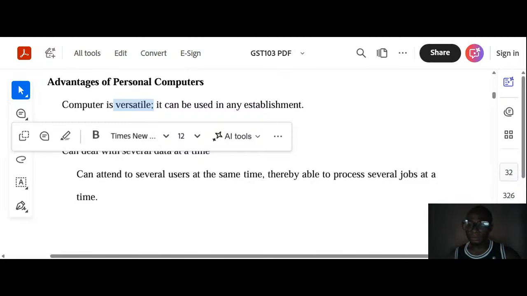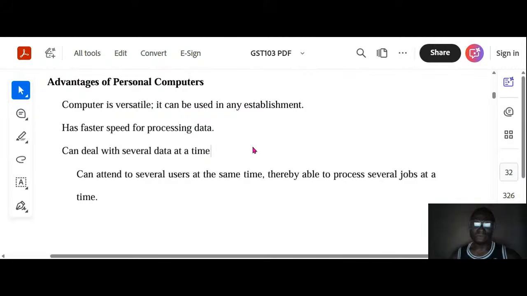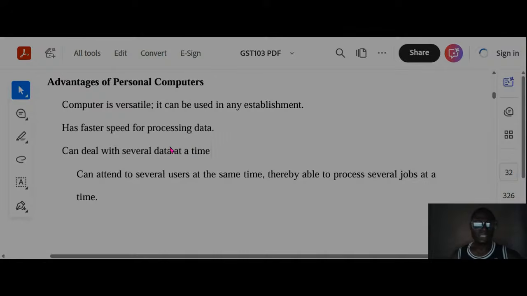Okay, flexible. Thank you, Big Enola, for giving us a synonym to versatile. Versatile to her means flexible. And for Insikak, versatile means able to do many different things well or easily adaptable. Well, that's okay. So guys, it is versatile, which means it's flexible, has faster speed.